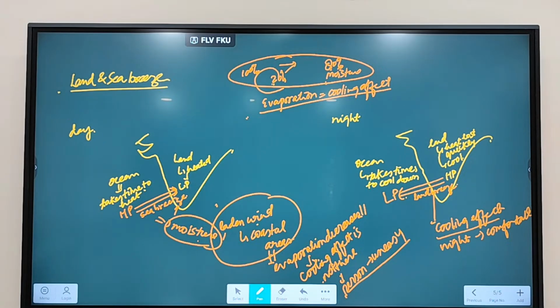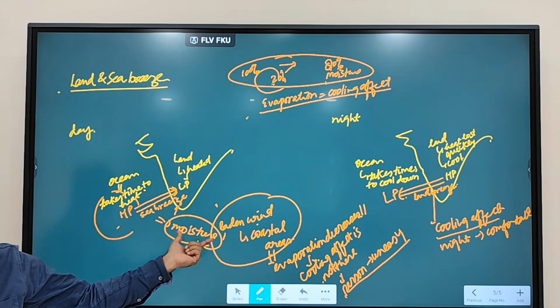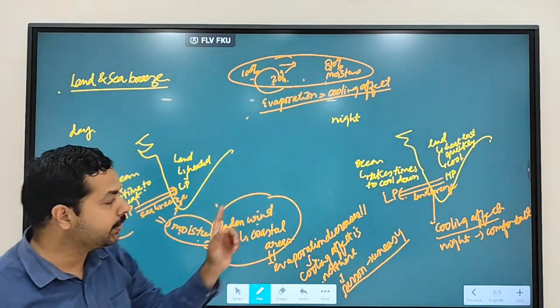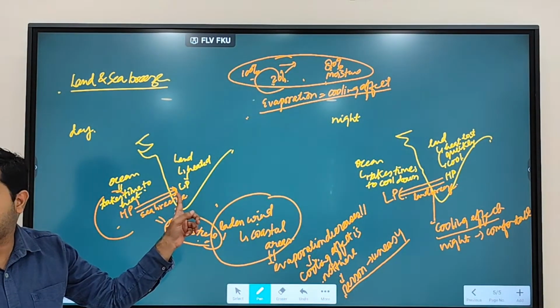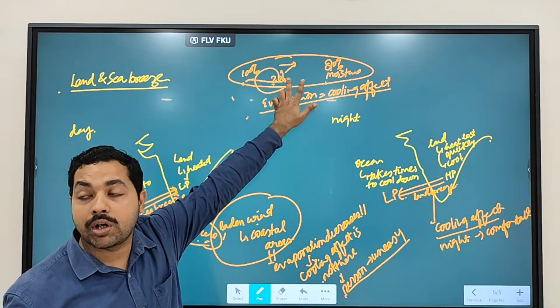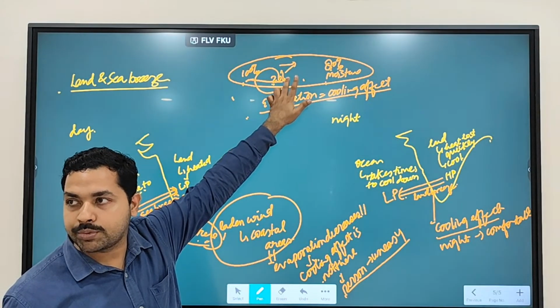Evaporation majorly takes place near the water surface. That's why the moisture-laden winds are coming. Here evaporation is happening, that's why when wind is coming, it is carrying moisture. But when it is coming on the land, what will happen? Since it already has moisture, it is not absorbing much moisture.